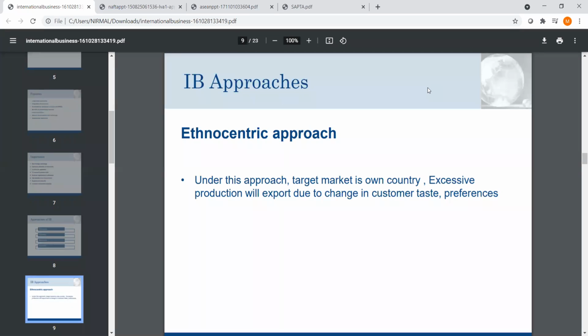See this ethnocentric approach. What do you mean by ethnocentric approach? Under this approach, the target market is its own country. Excessive production will be exported due to change in customer taste and preferences. Very simple concept, ethnocentric, you should know that. Target market its own country only under this approach. Clear? So kindly note it down.